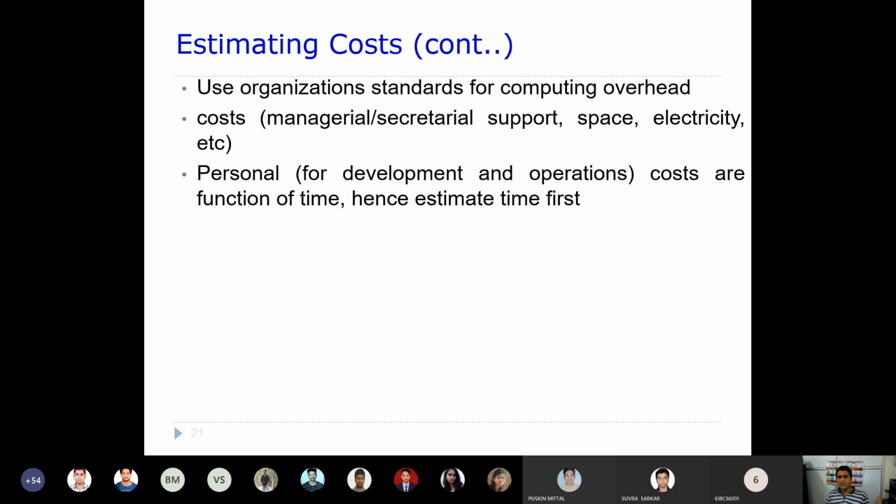Now, use organization standards for computing overhead. Sometimes when you are estimating the cost of software development, you need to take into account the organization standards for computing overhead. For example, say I need to develop a project here in NIT. There is some overhead I need to pay. Let's say I got a project of 20 lakhs. So 10% or 20%, straight away I need to give to the institute. Why do I need to give it? This is the overhead, because I'm going to handle the project here.